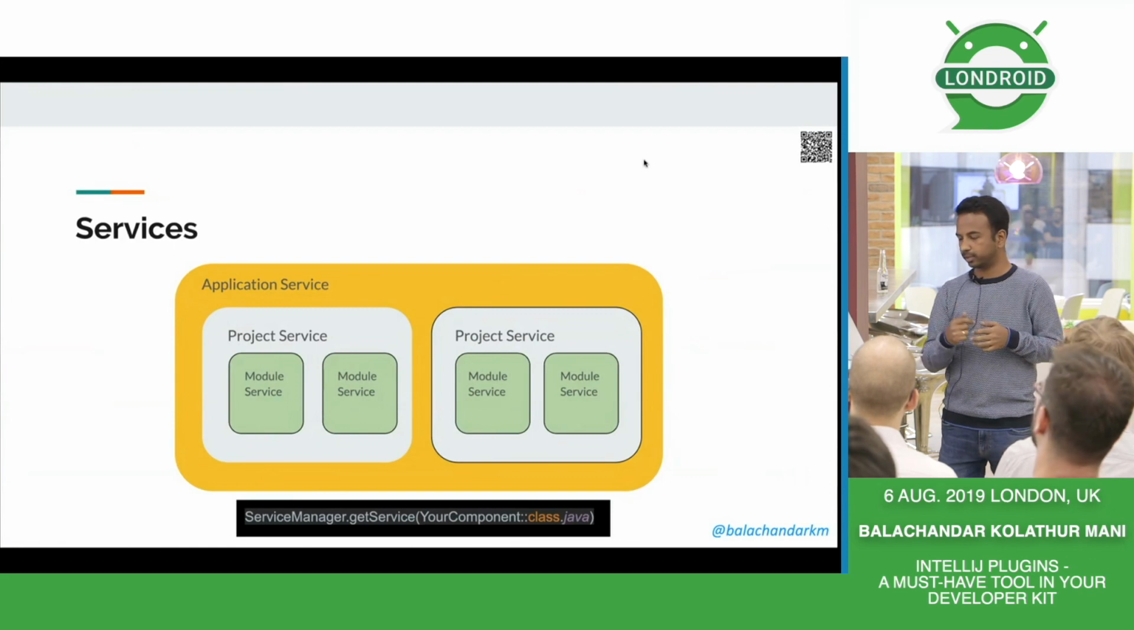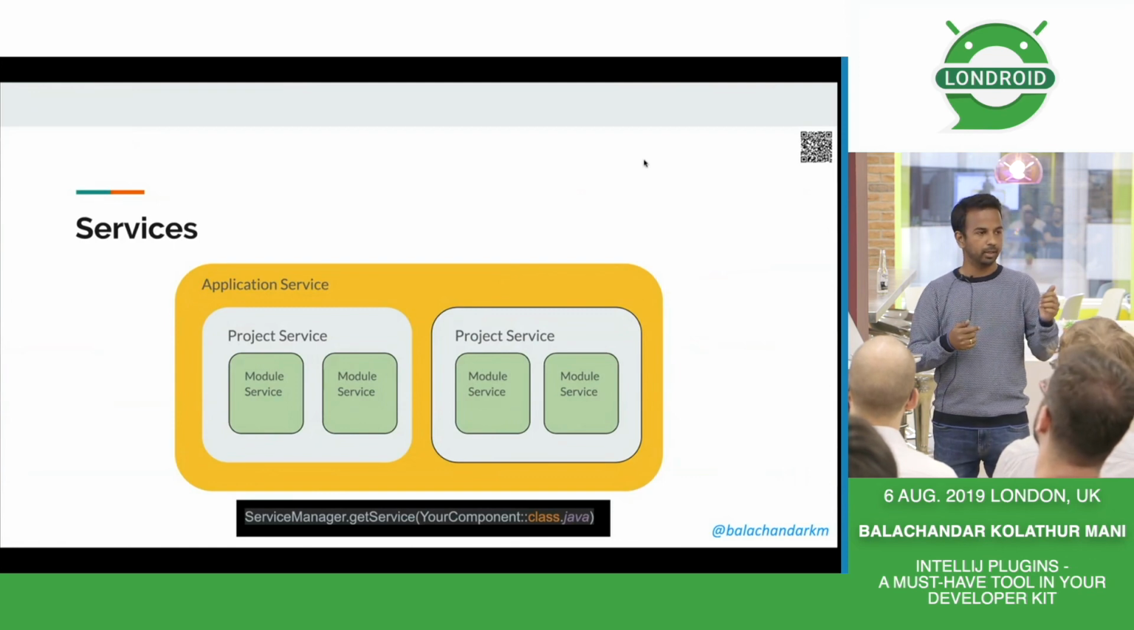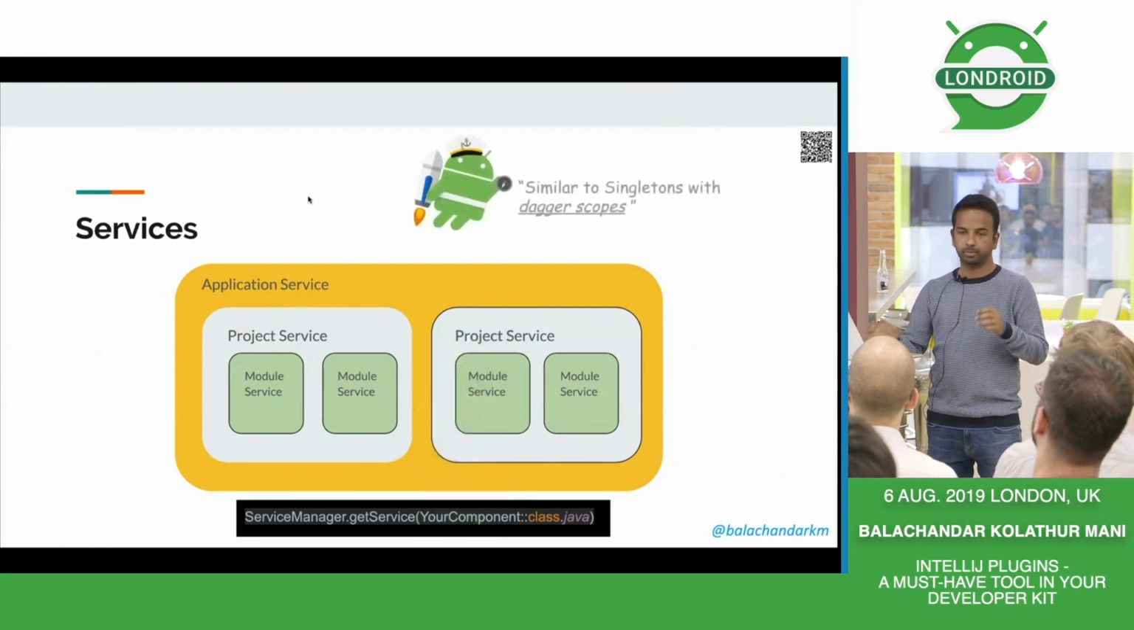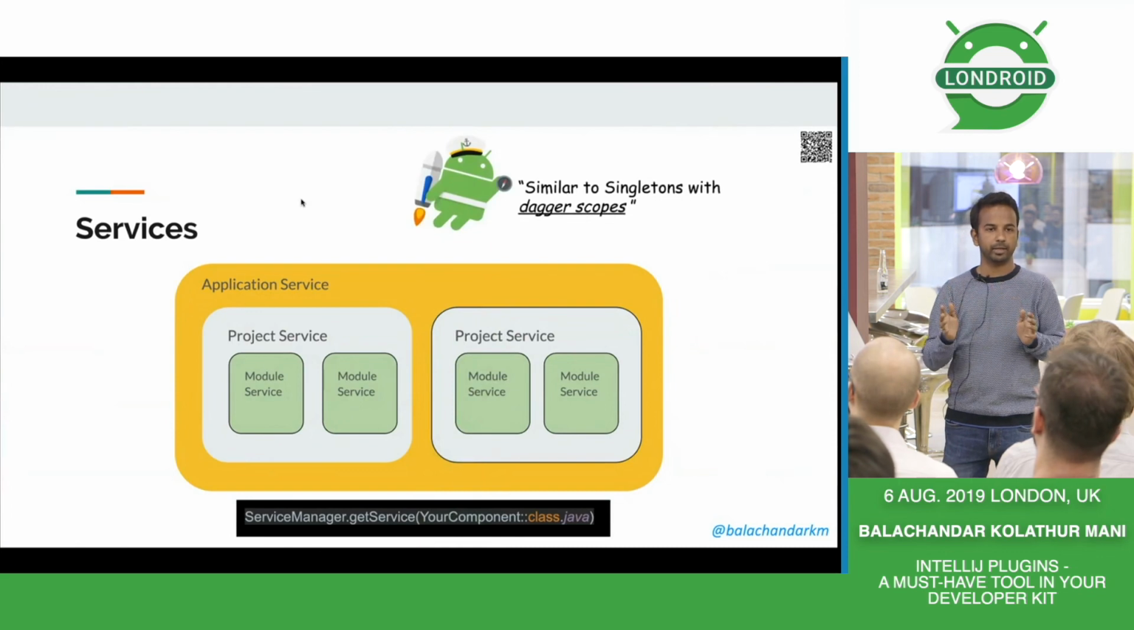You can see the ServiceManager.getService method returns your service. So it's like scoped singletons. If you draw a parallel to the Android universe, it's basically singletons with different Dagger scopes. You can say a singleton with app scope is an application service, a singleton with activity scope, fragment scope, and so on.